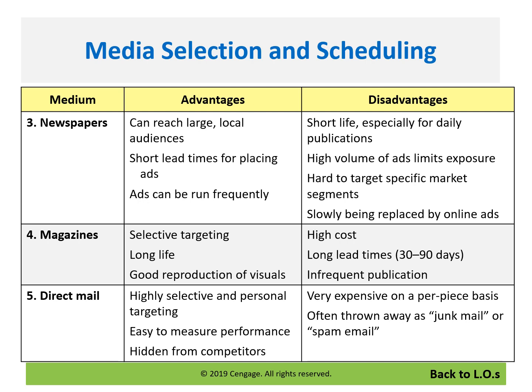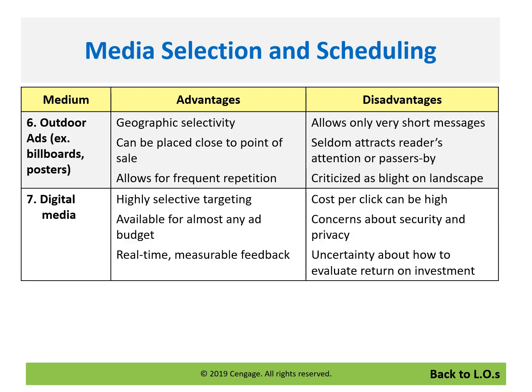Outdoor ads, for example, billboards or posters, are geographically selective. They can be placed close to point of sale and allow for frequent repetitions, especially for frequent passers-by of the advertisement. Disadvantages include that outdoor ads allow only very short messages, and they seldom attract readers' or passers-by's attention, and they're being criticized as blight on landscape.